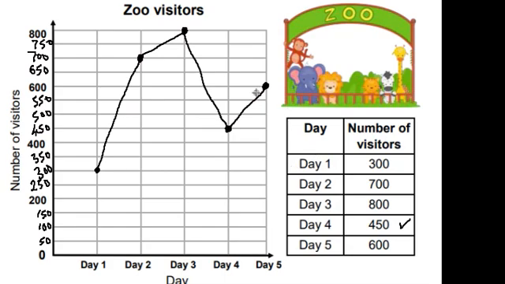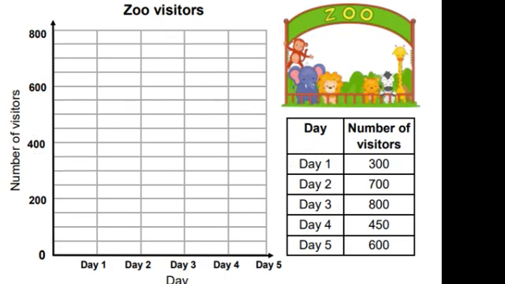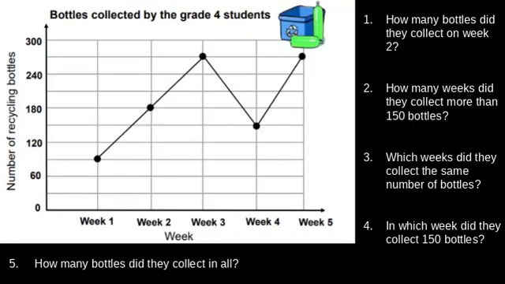Okay, all right, so let's go to the next section and see how we can analyze that data there. Here are bottles collected by grade 4 students. On the y-axis, this vertical line, are the number of recycling bottles. And on the x-axis, this horizontal line, are the weeks the bottles were collected. We already have our line graph drawn for us.